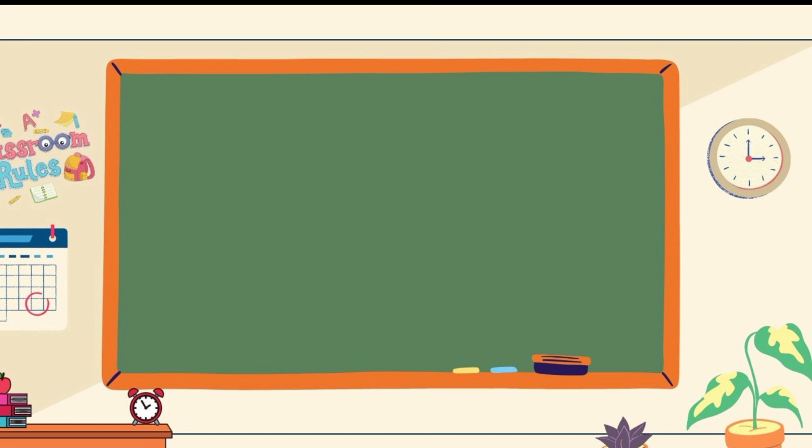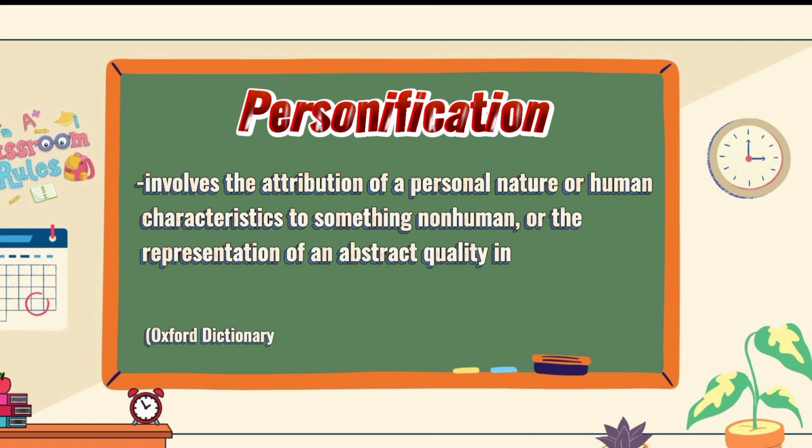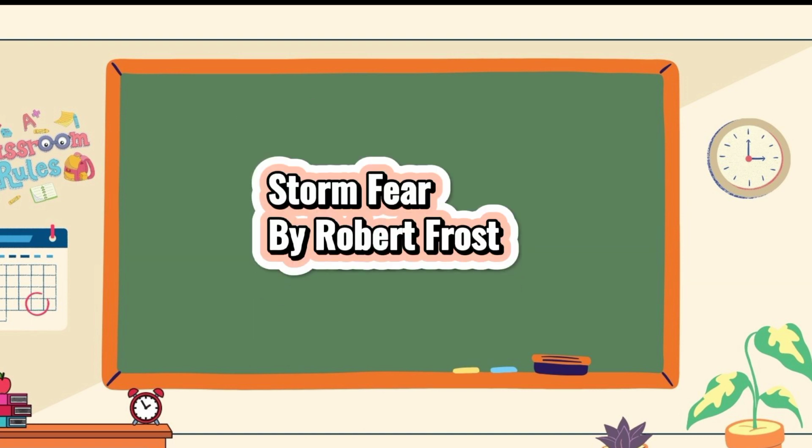Now, let's move to the last figure of speech that shows comparison, which is personification. According to the Oxford Dictionary, personification involves the attribution of a personal nature or human characteristics to something non-human, or the representation of an abstract quality in human form. It's a figure intended to represent an abstract quality. For our example, let's have Robert Frost's poem entitled Storm Fear.